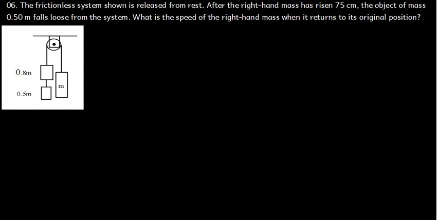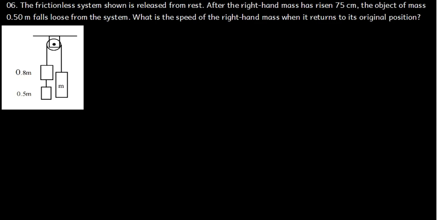In this tutorial, we are going to solve a question under work, energy and power. So here is the question for you. The frictionless system shown is released from rest after the light hand mass has risen 75 centimeters. The object of mass 0.5 m falls loosely from the system. What is the speed of the light hand mass when it returns to its original position?